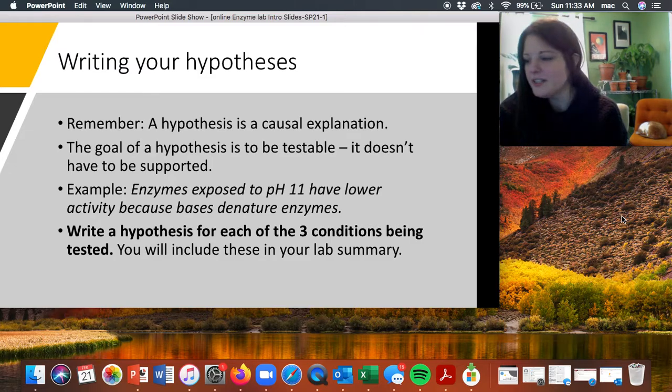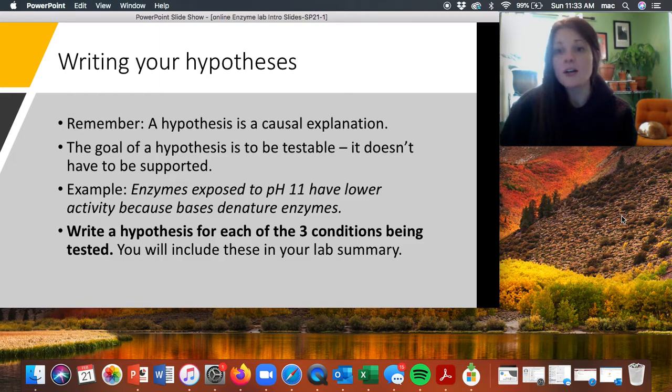Okay, so let's move on to writing hypotheses. So remember that your hypothesis is your causal explanation.